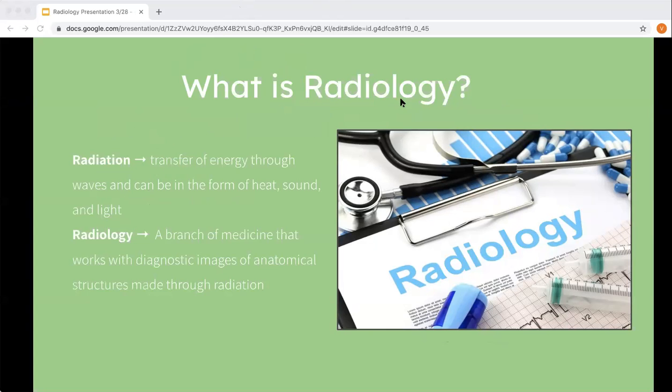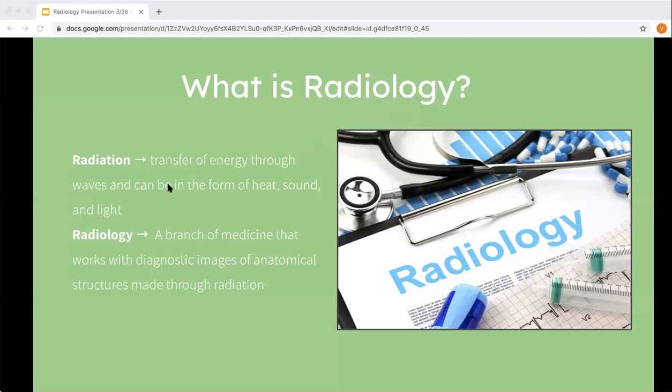Let's start off getting a better understanding of what radiology is. So radiation is the transfer of energy through waves, and this can be in the form of heat, sound, or light. Radiology is the branch of medicine of which doctors work with diagnostic images of anatomical structures. One example, like you guys mentioned, would be X-rays, and these diagnostic images are made through radiation. The doctors that work with radiology are called radiologists.